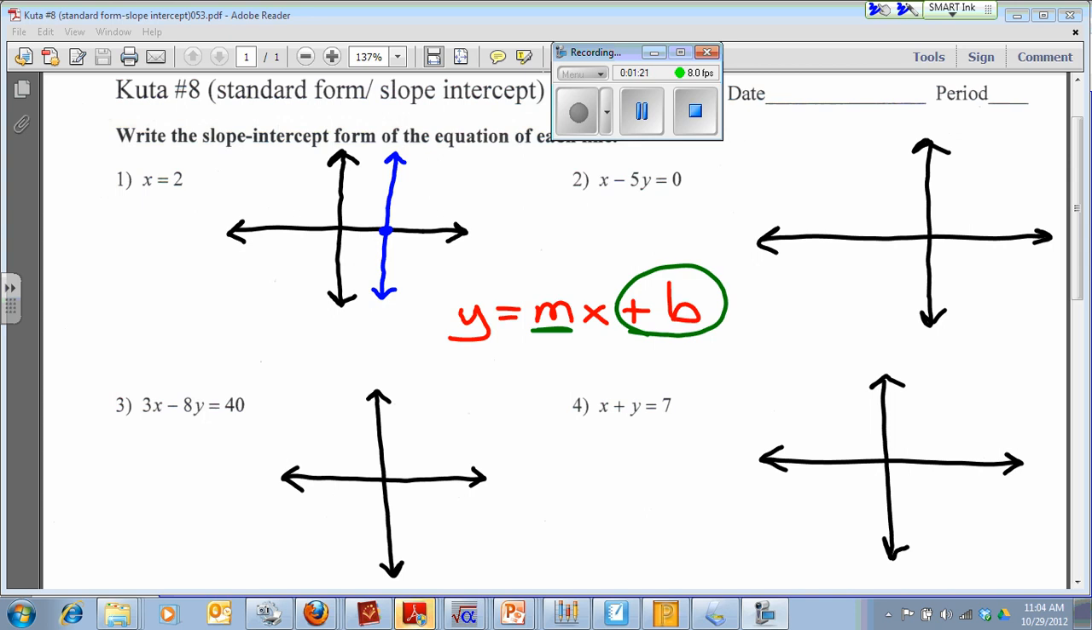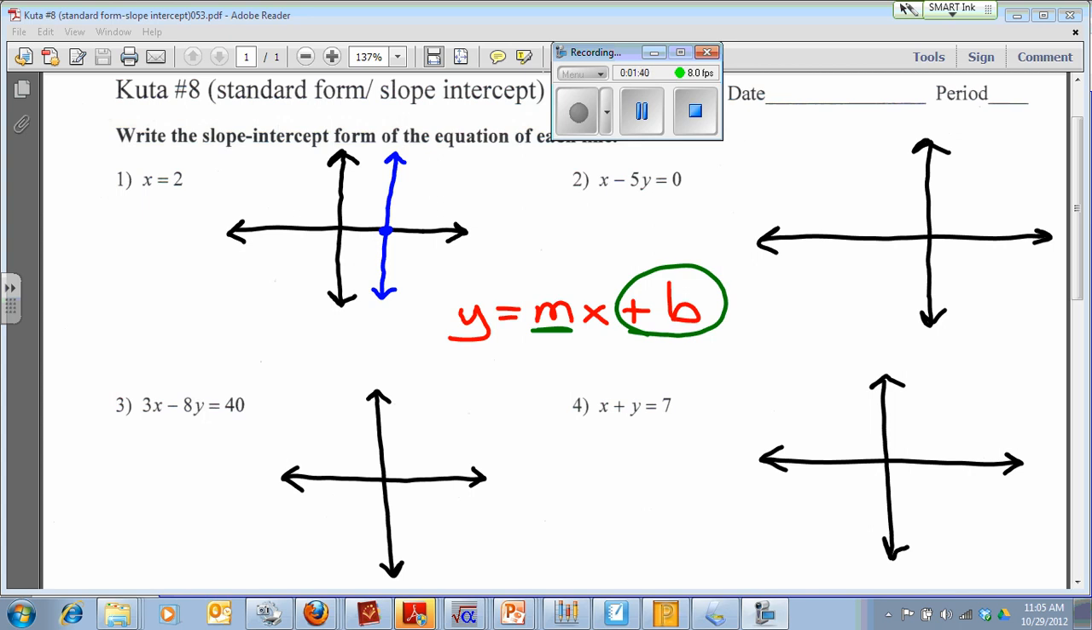Problem number 2, though. x minus 5y equals 0, that is in what we call standard form, and we would like to change it into what we call slope-intercept form. So I have my slope-intercept form right here on the smart board, and I would like to see if I can move things around in this equation in standard form to get it in what we call slope-intercept form.